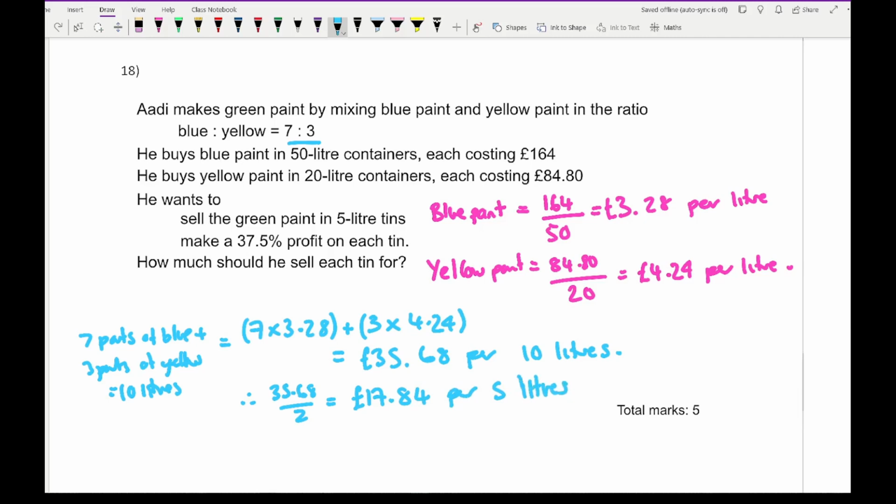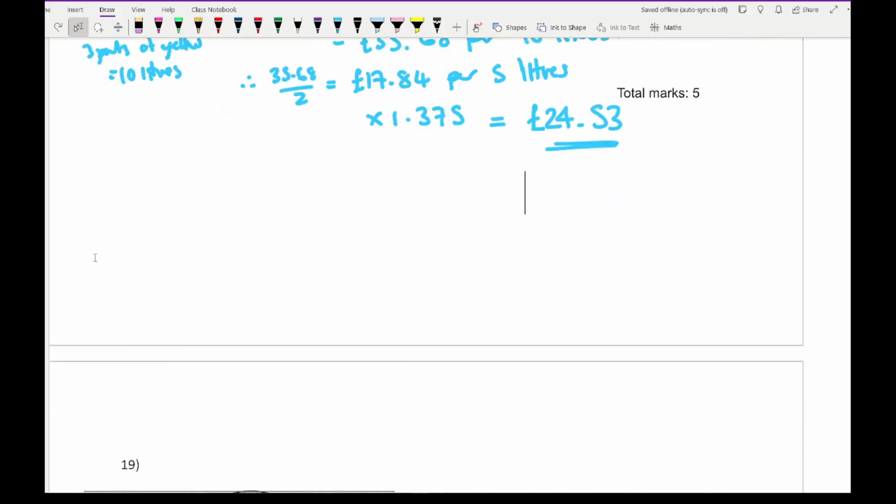Now he wants to make a 37.5% profit, so if I multiply that by 1.375, then that comes up to a total of £24.53. So that's how much he should be selling each tin for.